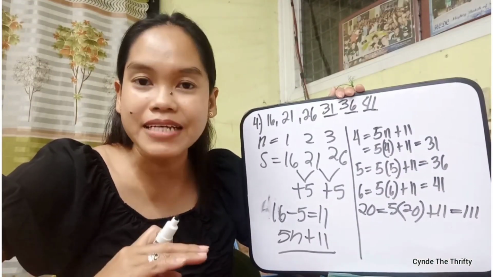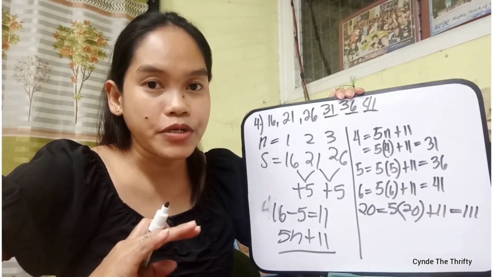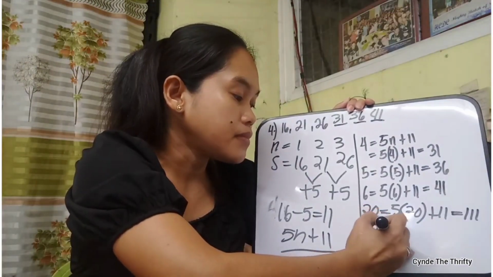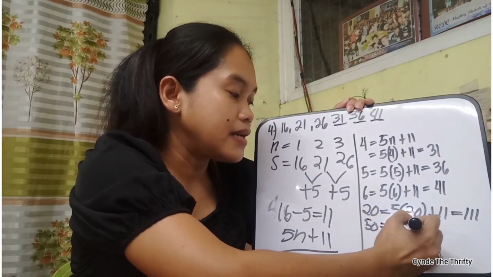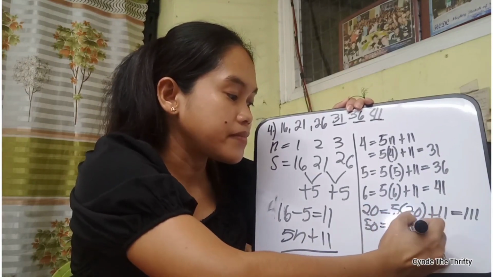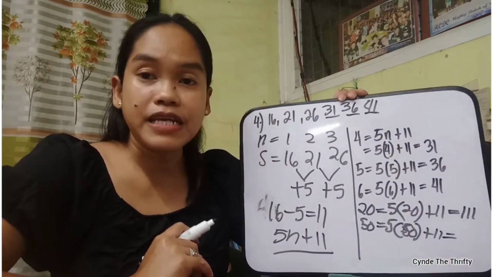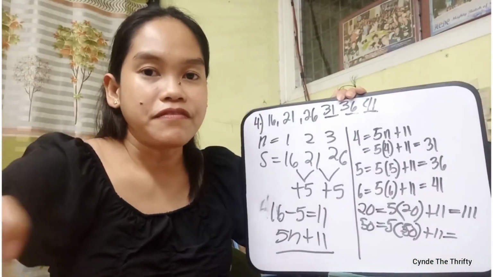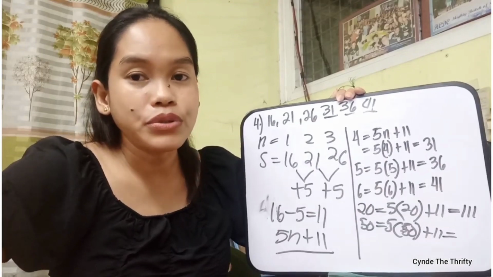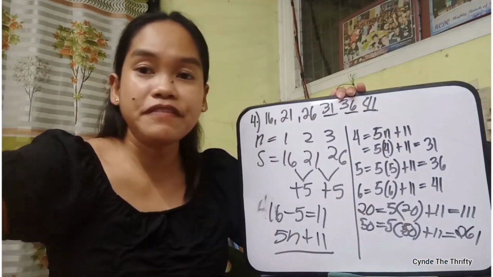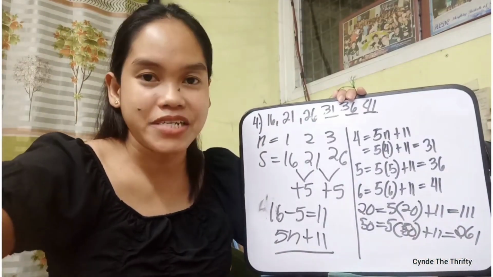So, how about 50th term? Ano naman yung 50th term? So, hahanapin natin ang 50th term. So, 50, 5 times, pang ilang term? 50. Plus 11 equals, so 5 times 50 is equal to 250 plus 11 is equal to 261. So, ang ating 50th term is 261.